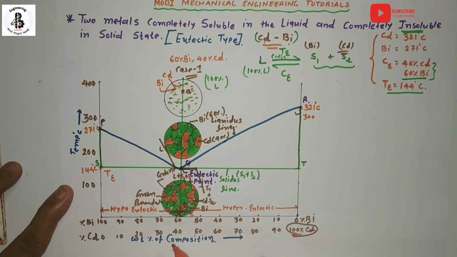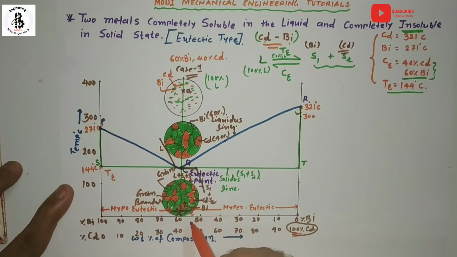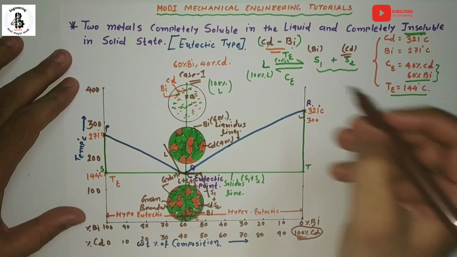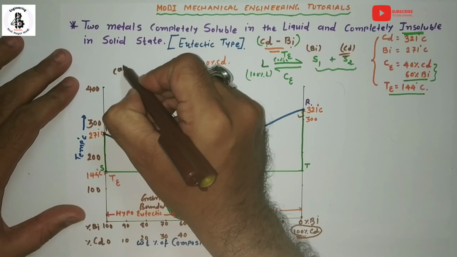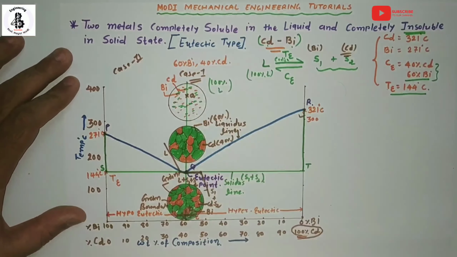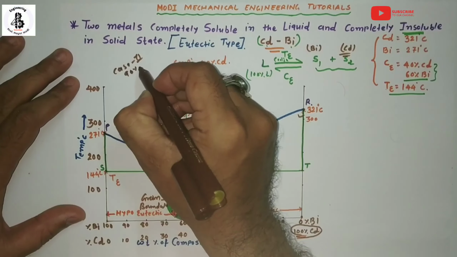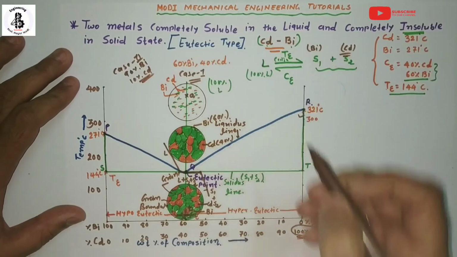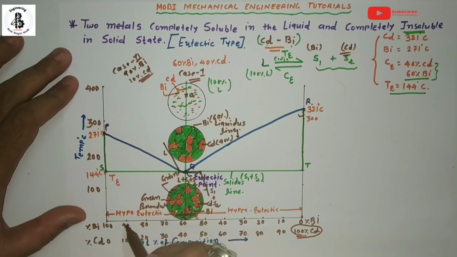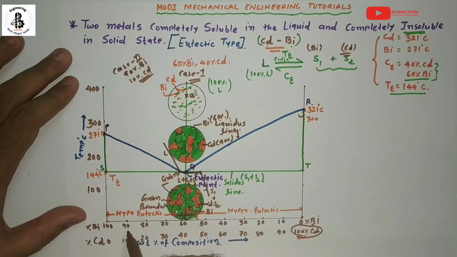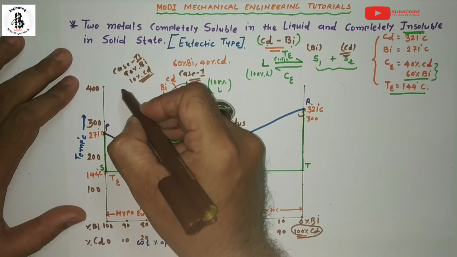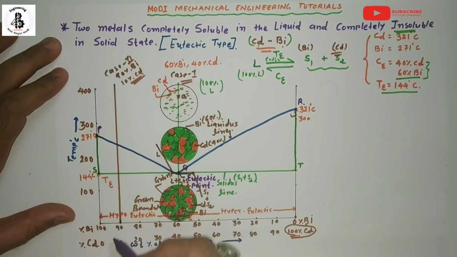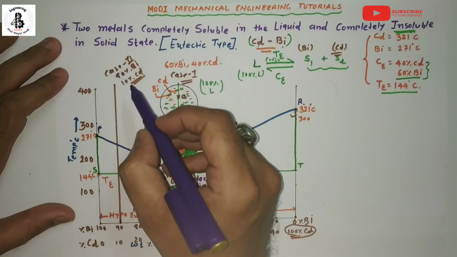Now I would like to take a second case which will take place in the hypoeutectic transformations. So case number 2 will be 90% of bismuth and 10% of cadmium. So just make one vertical line from 90% of bismuth and 10% of cadmium.